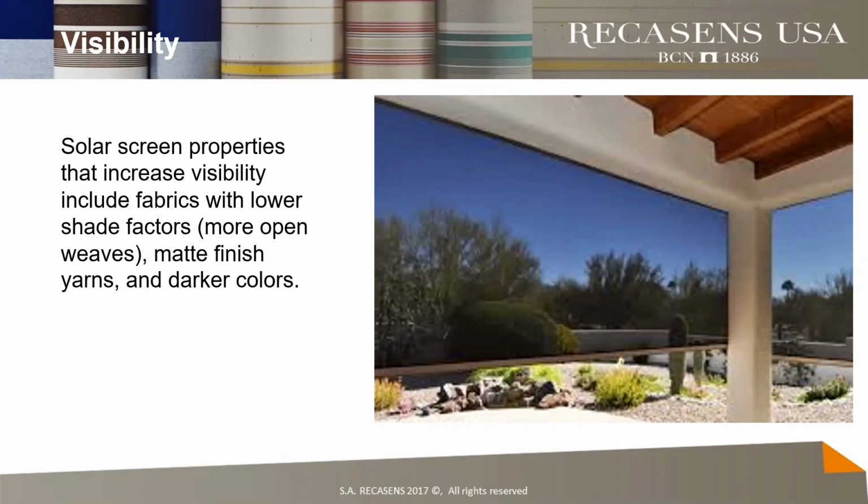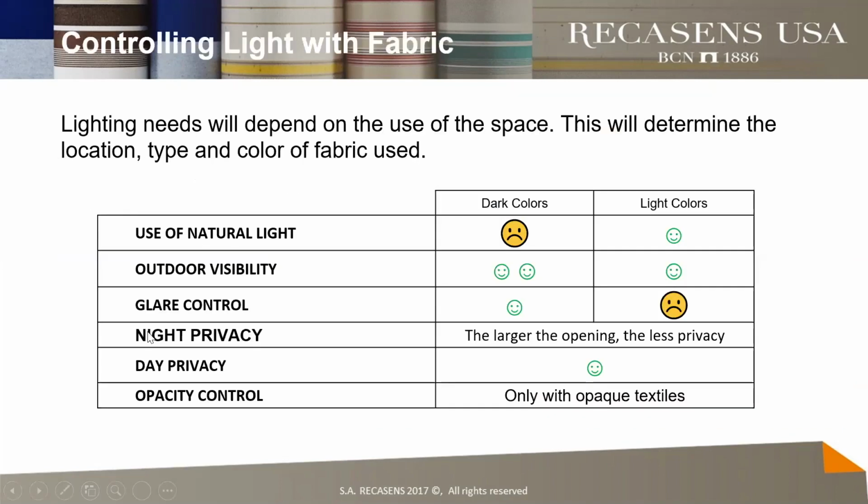So anyhow, this is a nice example of an exterior screen that sort of maximizes the visibility. It's probably just a bug screen, so it's got a very open weave to it. It's a dark color, so your eyes aren't attracted to it, and it's almost like the mesh isn't there.